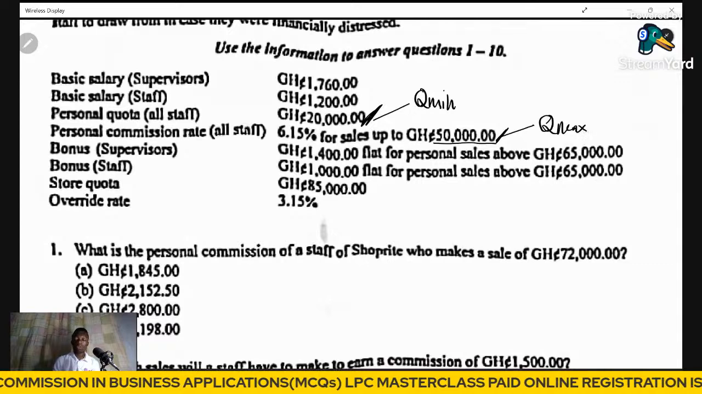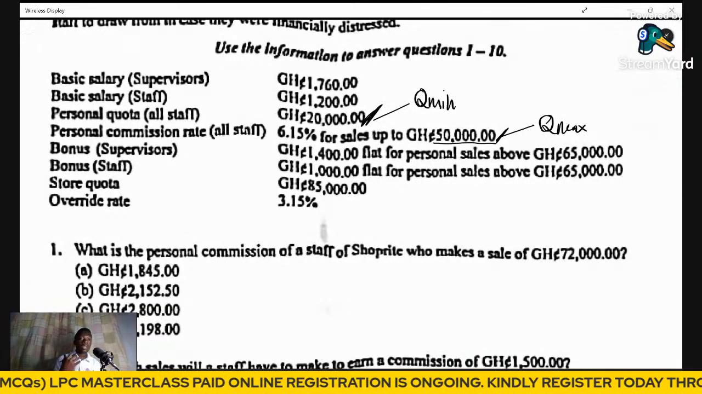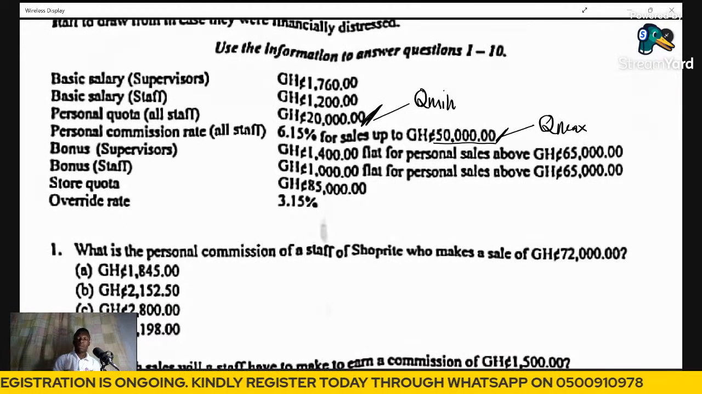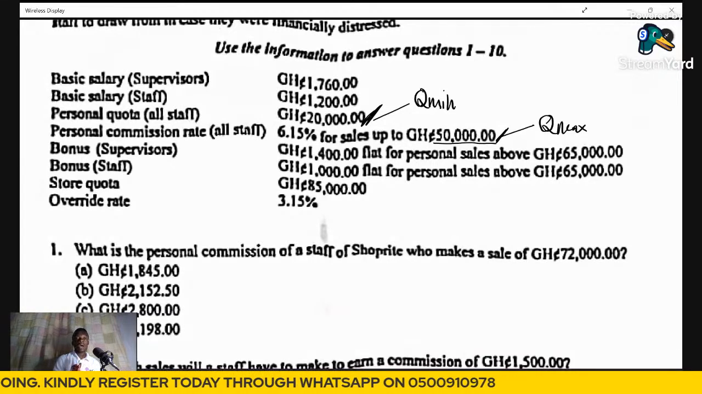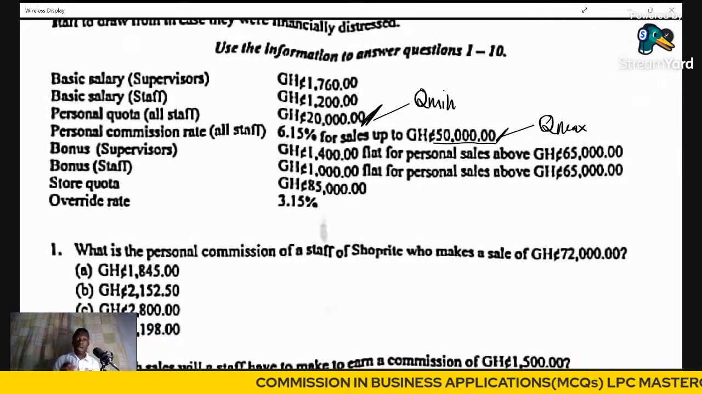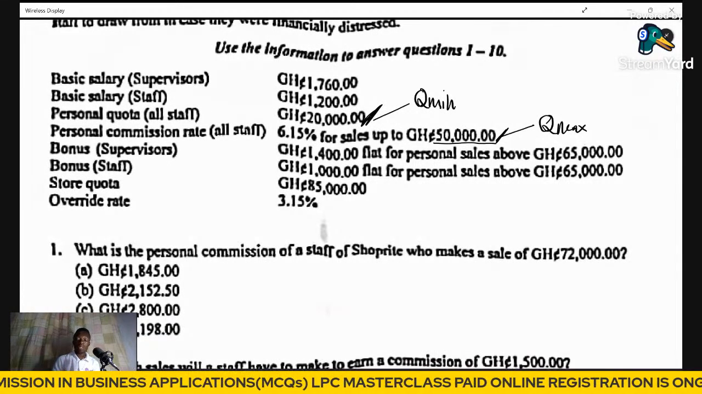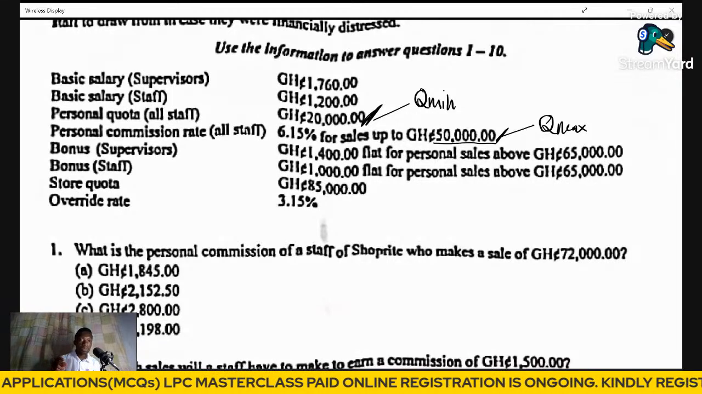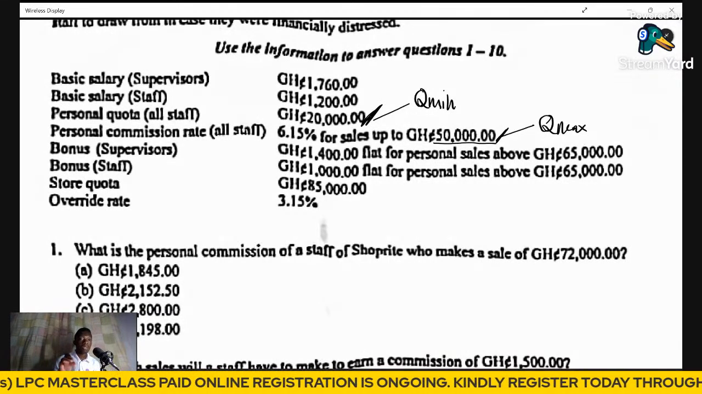So actually, when it comes to personal commission, you may have two quotas: the minimum quota and then the maximum quota. The minimum quota is the one where, when you exceed it, any extra sales earn you commission. But where your employer restricts how you get your commission, you'll be given two sales values, the lowest being the minimum quota and the highest being the maximum quota. So to earn a full 6.15% commission, you must have sales that exceed 50,000, so that at the end of the day you can get a full commission on that.